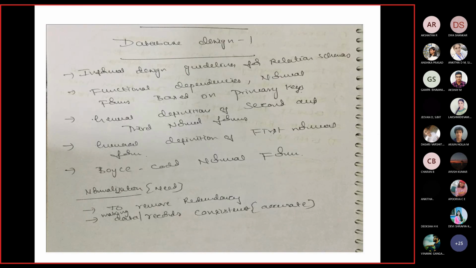Normalization, what is the need for normalization? As I told you, it is to remove the redundancy and make the data or the records consistent and accurate here.